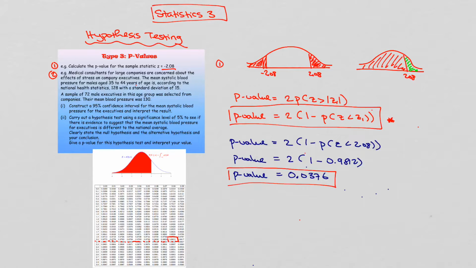In our second example, we're going to look at what on earth this p-value actually means and what it tells us. Okay, so if we're looking at the second one here, we're looking at medical consultants. So I'm going to go on to the next page. And we're told that the medical consultants for large companies are concerned about the effects of stress on company executives.